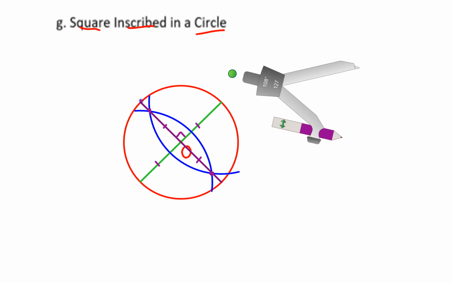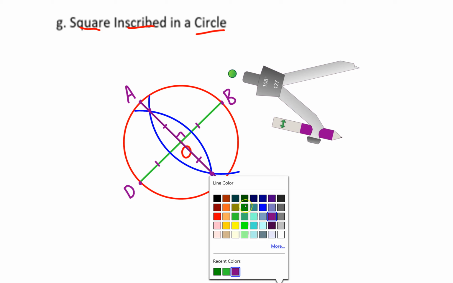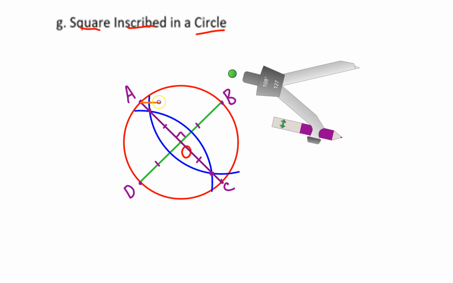Now if you look, we have 4 points on the circle. Those 4 points are going to be the 4 angles of our square. So we're going to call them A, B, C, and D. All we need to do now is draw in our square. We're going to connect up each of those points, A to B, B to C, C to D, and D to A. And what we should get, if we did everything correctly, is a square.